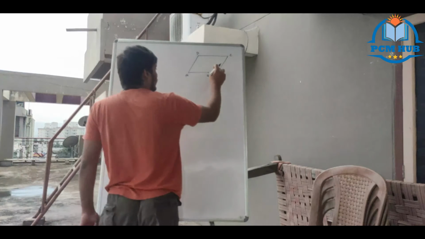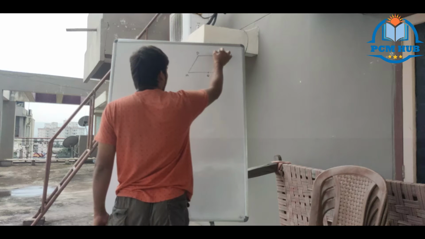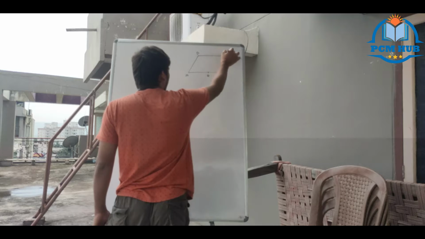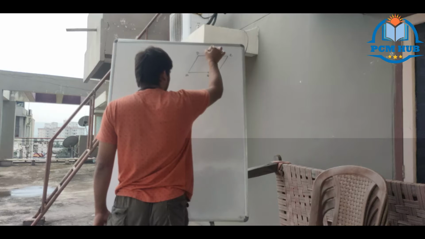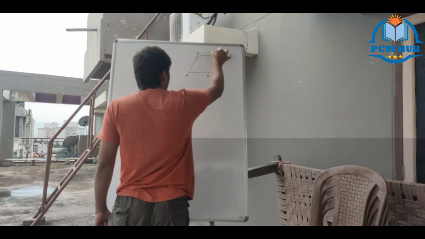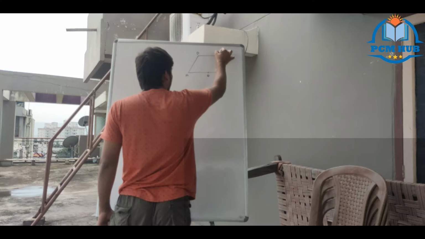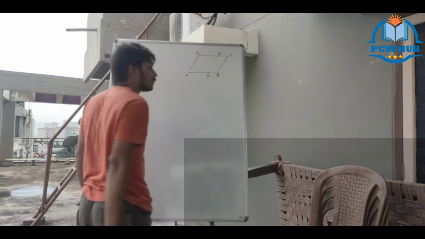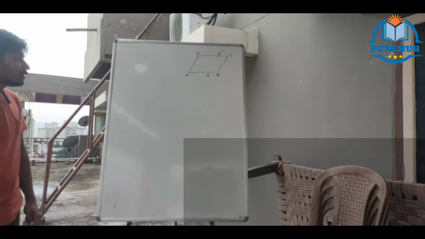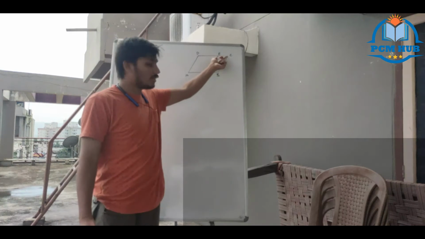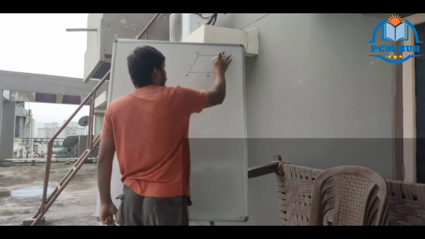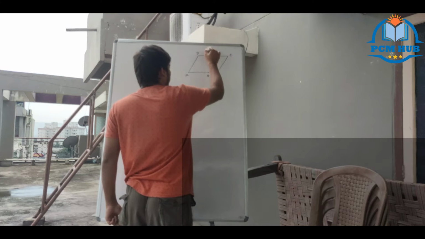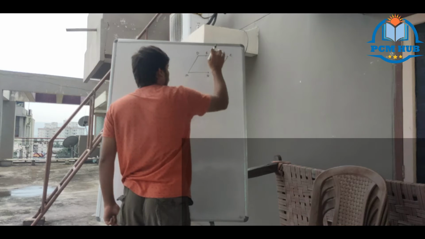E is a point on DC such that CE is equal to 2 times DE. Okay, then correct. Then this side it will be. Next one.